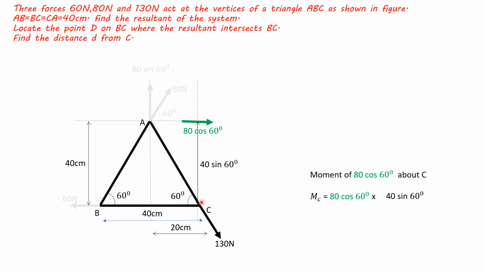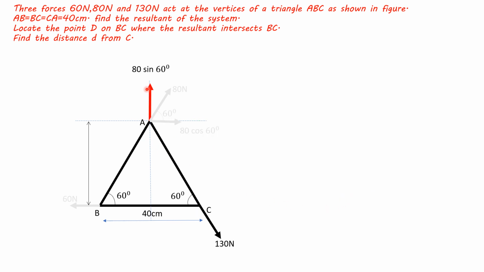The perpendicular distance will be 40 sin 60 degrees. Say it is y and this is 40. Y by 40 equal to sin 60, so y equal to 40 sin 60. So moment of this force about point C will be 80 cos 60 into 40 sin 60. It will rotate clockwise, so moment will be positive.